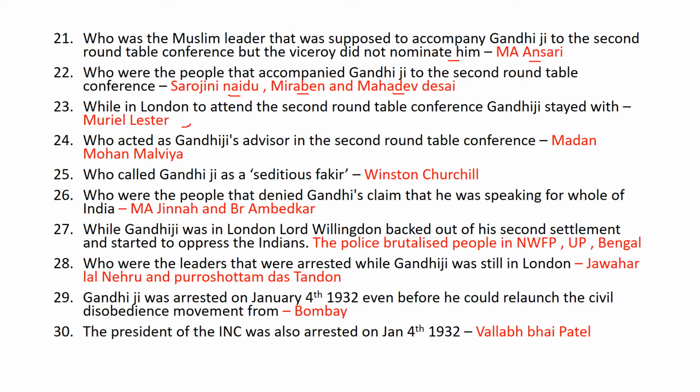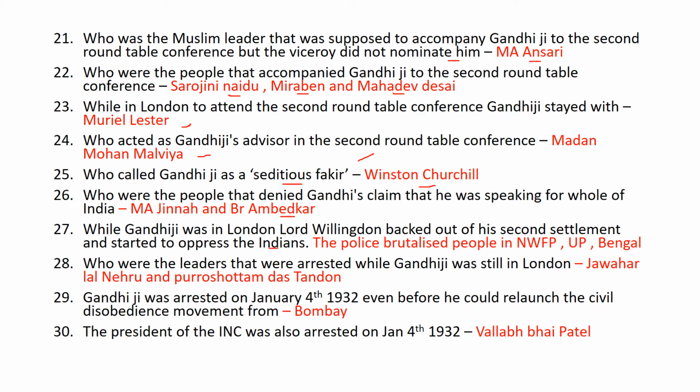Who acted as Gandhiji's advisor in the second roundtable conference? It was Madan Mohan Malviya. Who called Gandhiji a seditious fakir and refused to meet him? It was Winston Churchill. Who were the people that denied Gandhi's claim that he was speaking for the whole of India? It was M.A. Jinnah and B.R. Ambedkar. While Gandhiji was in London, Lord Willingdon backed out on his second settlement and started oppressing the Indians.